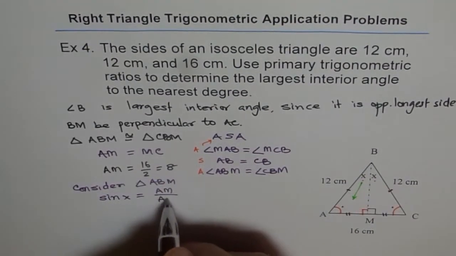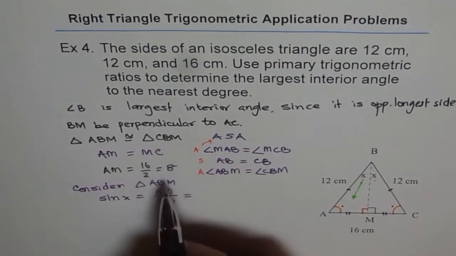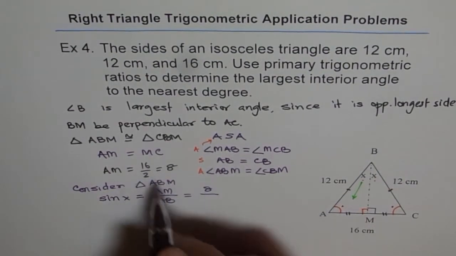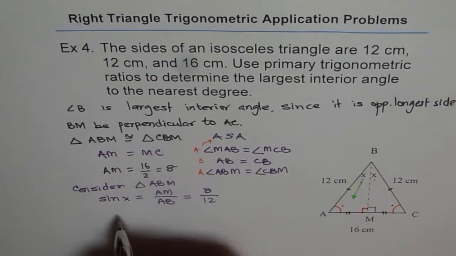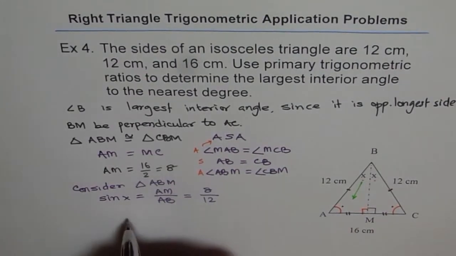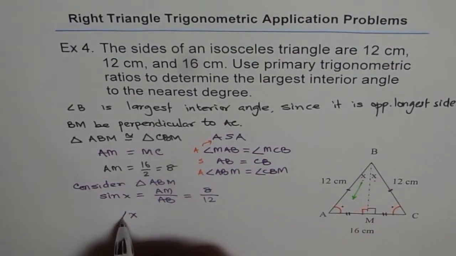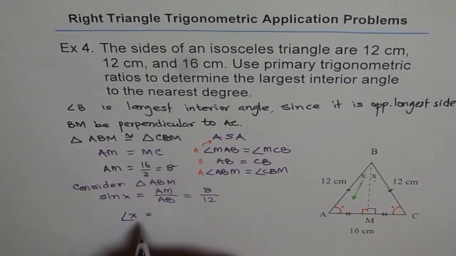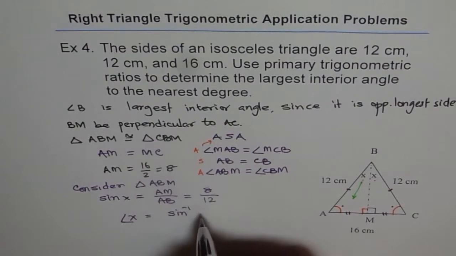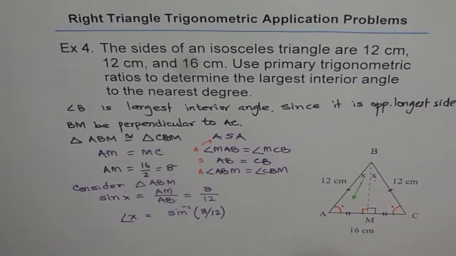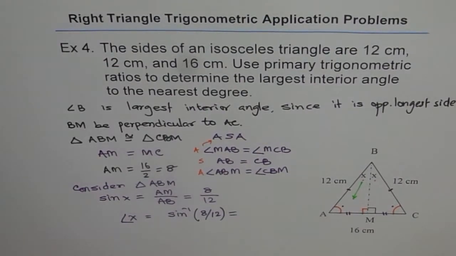So AM is 8 for us. AB is given as 12, correct? Now from here, we can write down what X is, correct? So the angle X equals sine inverse of 8 over 12. You can always simplify this, but we will write it as such. It does not matter. And we use a calculator to find what sine inverse of 8 over 12 is.